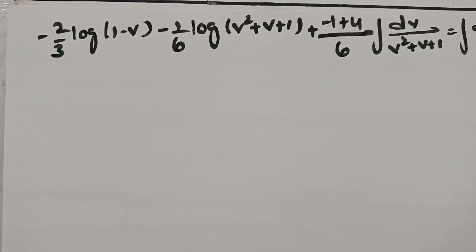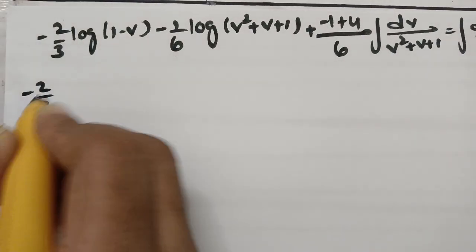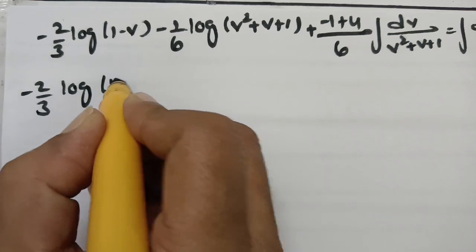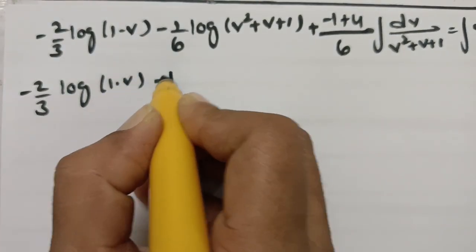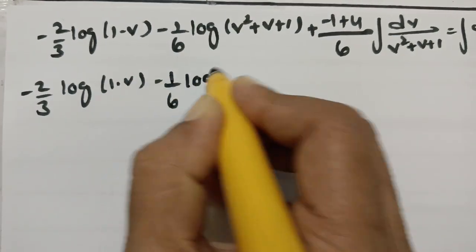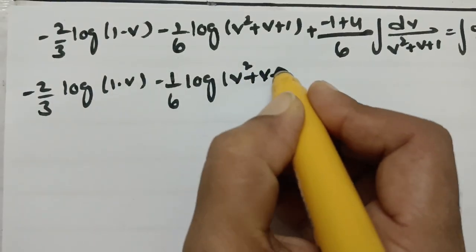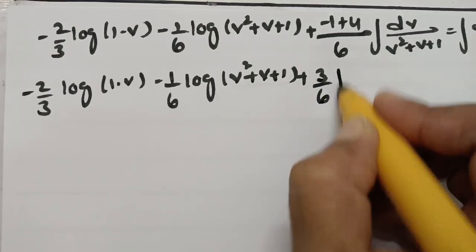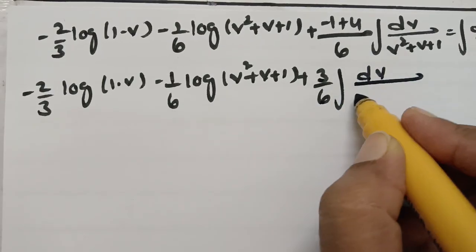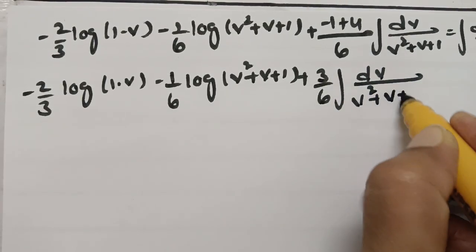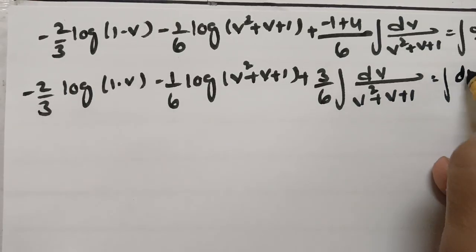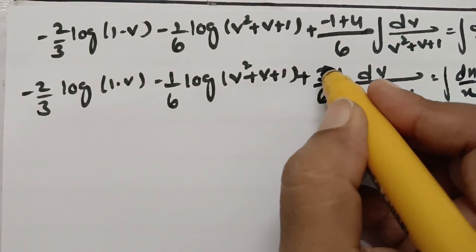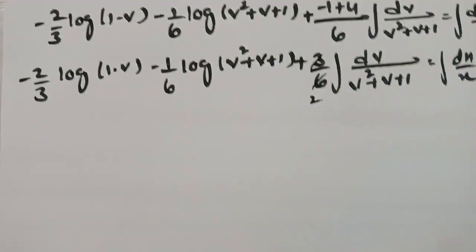So in order to solve this one, this is also so simple. This is 2 by 3 times log of 1 minus v, and this is minus 1 by 6 of log of v square plus v plus 1, and this is 3 by 6 times of this value is dv by v square plus v plus 1, which is equal to dx by x.